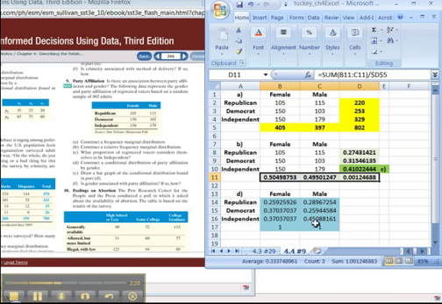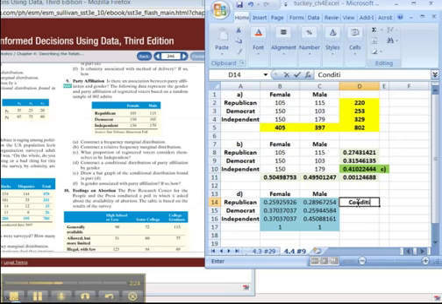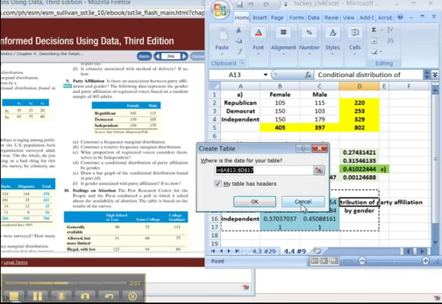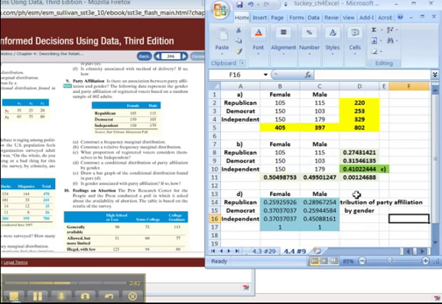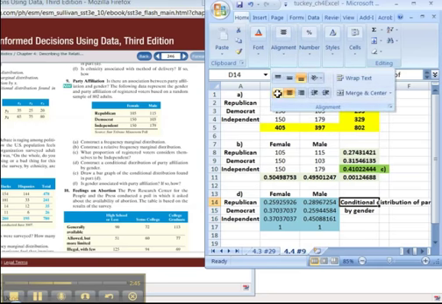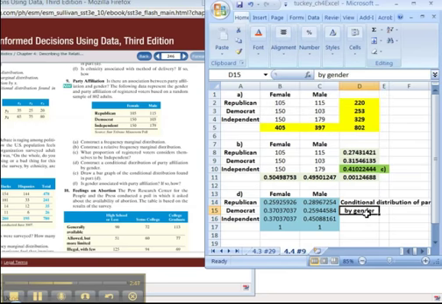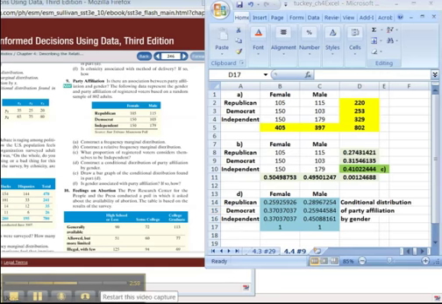This is the conditional distribution of party affiliation by gender. I'm trying to fix the alignment. It doesn't like me. Conditional distribution of party affiliation by gender. There we go, I finally got the typing to do what I wanted.